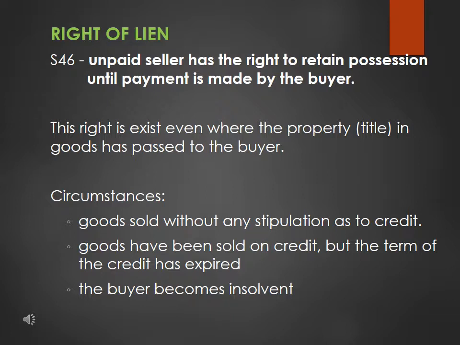The right of lien can be used in circumstances where the goods have been sold without any stipulation as to credit. Secondly, the right can also be used where the goods have been sold on credit, but the term of credit has expired. And lastly, when the buyer becomes insolvent.